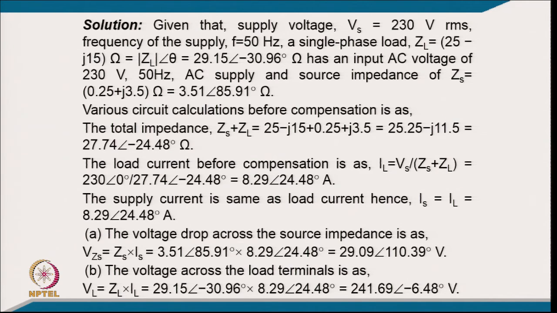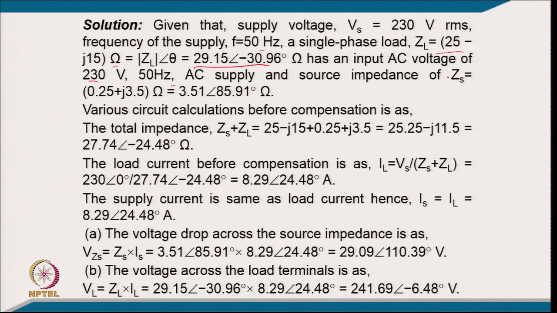Coming to the solution part of this, given that the supply voltage Vs equals 230 volt RMS, frequency of supply 50 hertz, and a single phase load of ZL equal to 25 minus j15 ohm, and putting in the value it comes to 29.15 ohm at the angle of minus 30.96 degree, and has an AC input voltage of 230 volt 50 hertz.